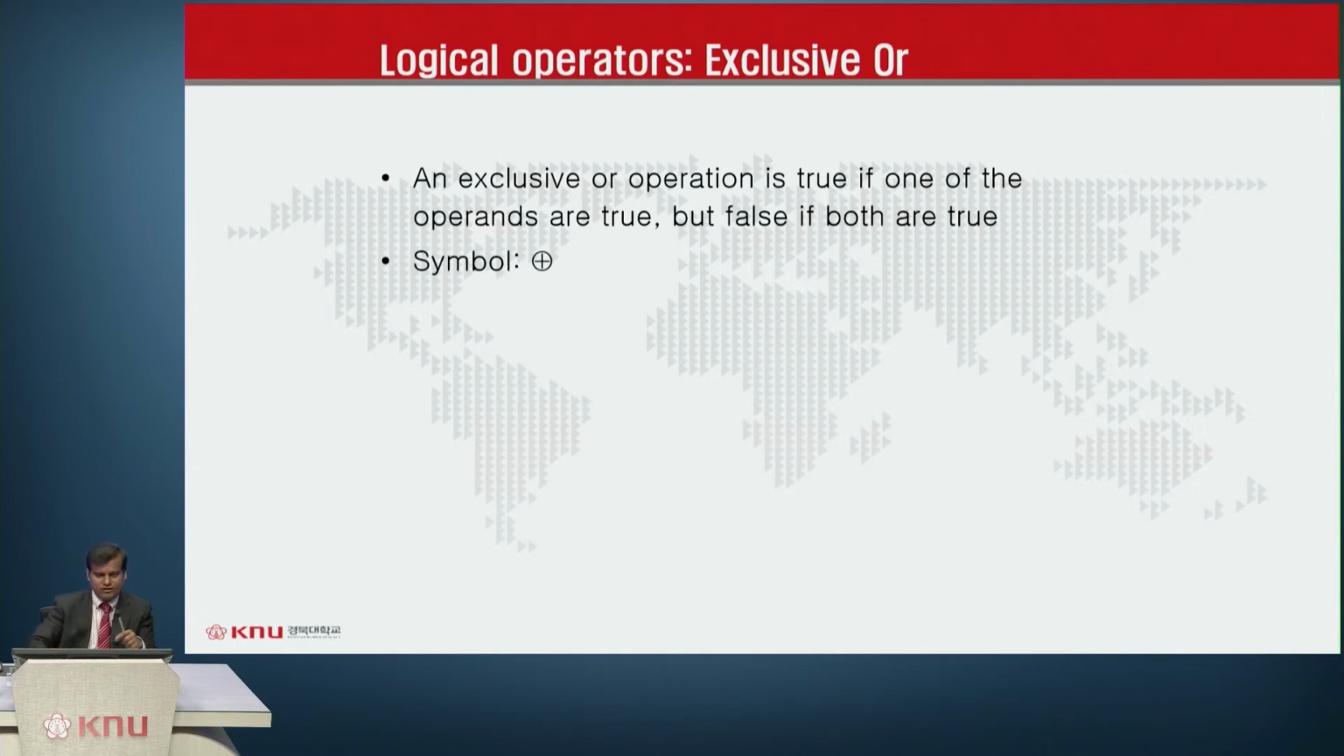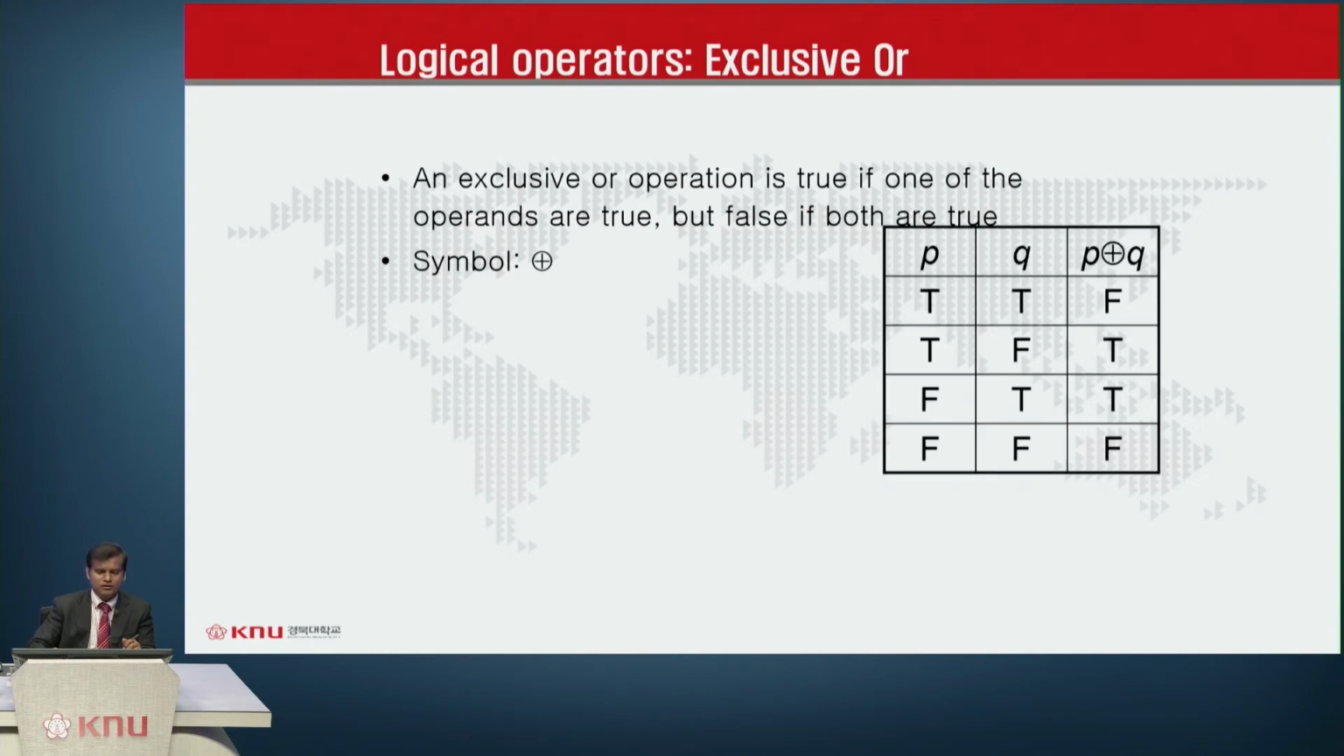And you have this symbol, which looks like a cross, to represent the exclusive OR. As you can see in the truth table, when P and Q are both true, the output is false. So we talk about exclusive; it should be exclusively OR. Only when either P or Q is true, the output is true. Otherwise, it's false. If both are true or both are false, the output is false.